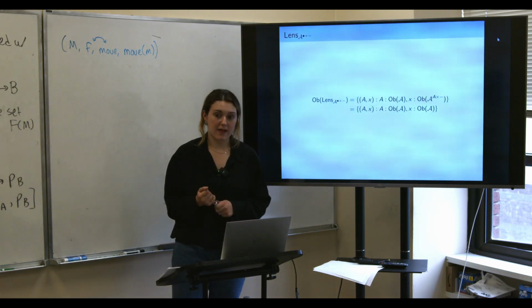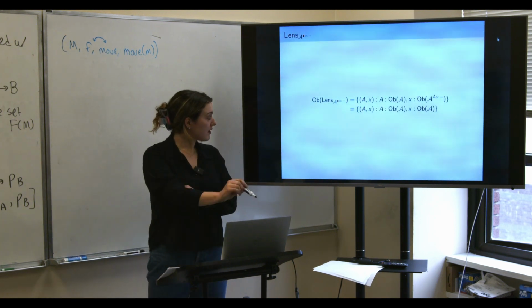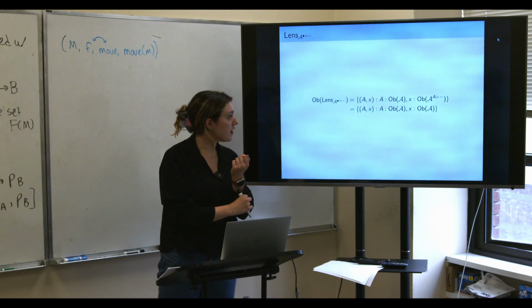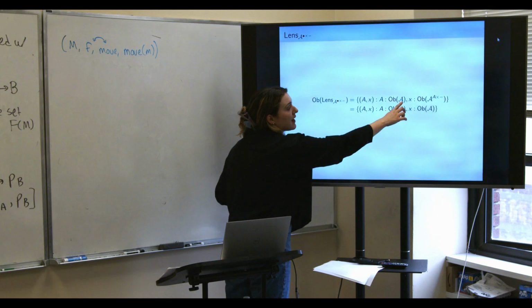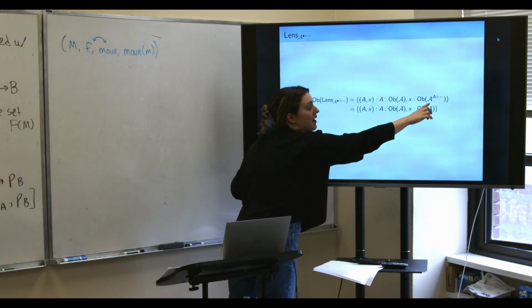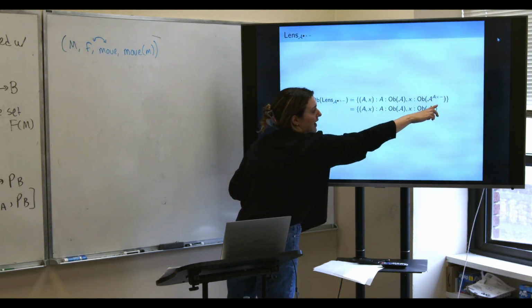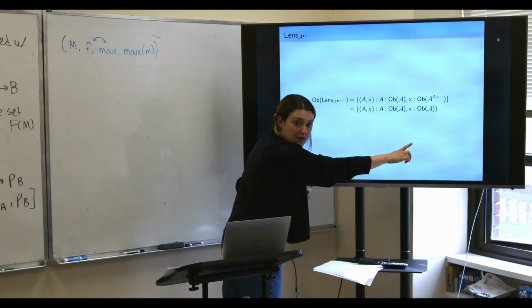If we construct the lens category for this functor, we're going to have a pair A, X of an object in A and then an object in A to the A times blank, which is just a pair of two objects in A.